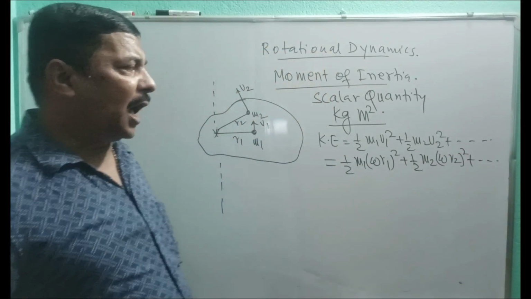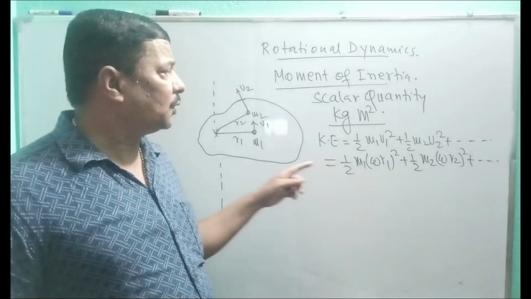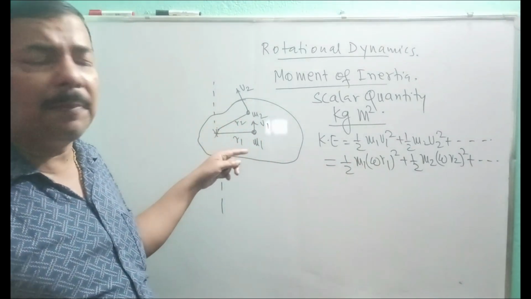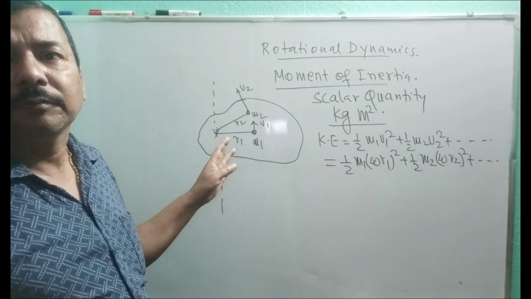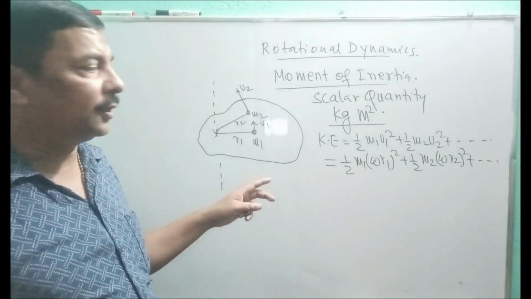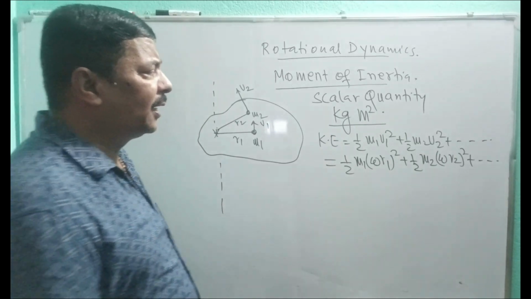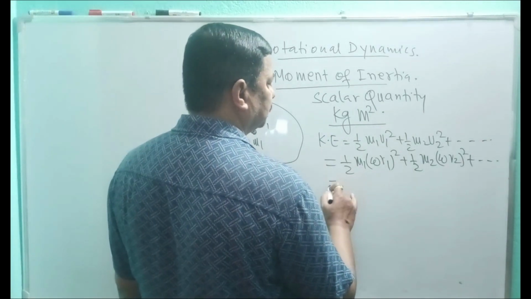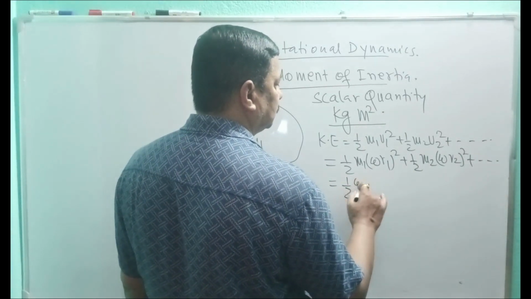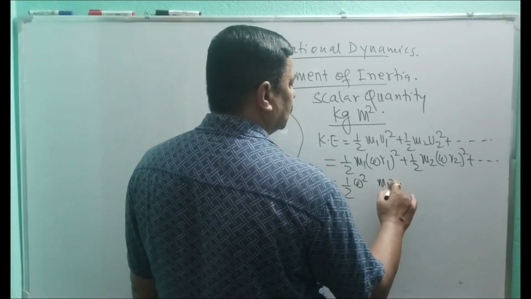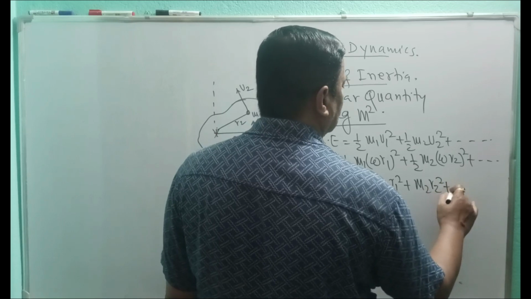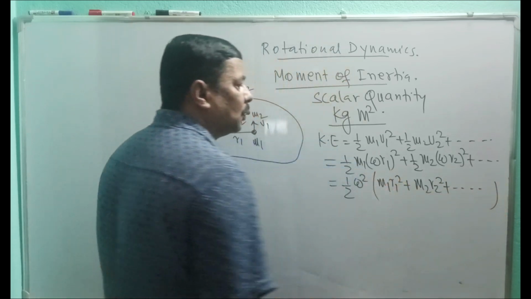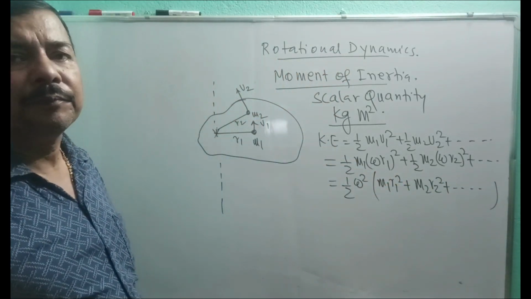See here, I have taken the omega same, because angular velocity of all the particles performing circular motion will remain same. Linear velocity will be different. And then we can get a relation in this way.